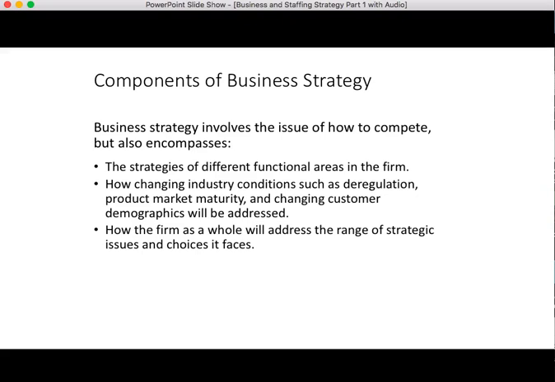Once you understand what's going on in the industry, particularly around issues of regulation or deregulation, demographics, market maturity. I mean, looking at your BCG matrix, for example. If you're not familiar with your BCG matrix, go back to your intro to marketing. And also, basically, the last thing that is important to the components of business strategy is how do we address these range of activities and issues as a firm? How does it all integrate together into a coherent position and a coherent set of actions and strategies to make that happen?